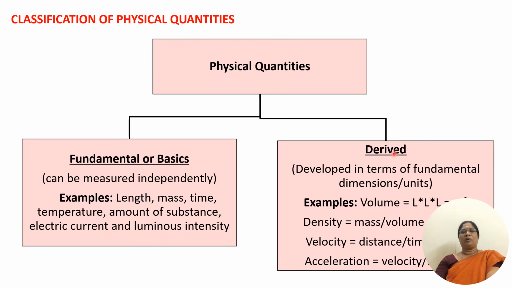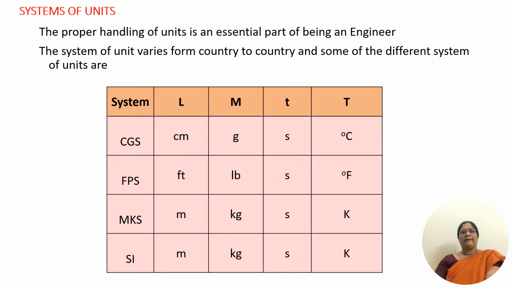And the derived quantities are the quantities which are developed in terms of fundamental quantities. For example, density can be expressed as mass by volume, that is kg per meter cube. Velocity can be expressed as distance by time. And acceleration can be expressed as velocity by time. So all these are called derived quantities.